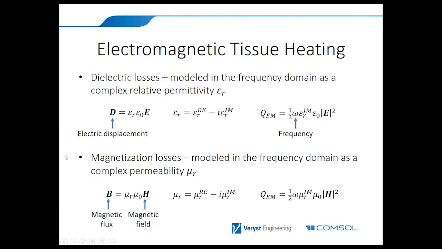Same for magnetic losses, maybe less common than dielectric losses, but there are medical applications where they are relevant. Same thing, we use the same approach, just modify the permeability to have a real and an imaginary relative component, and the imaginary part is again the one that affects the heat loss. And these are pre-programmed in COMSOL as well, so that makes it straightforward to use them.